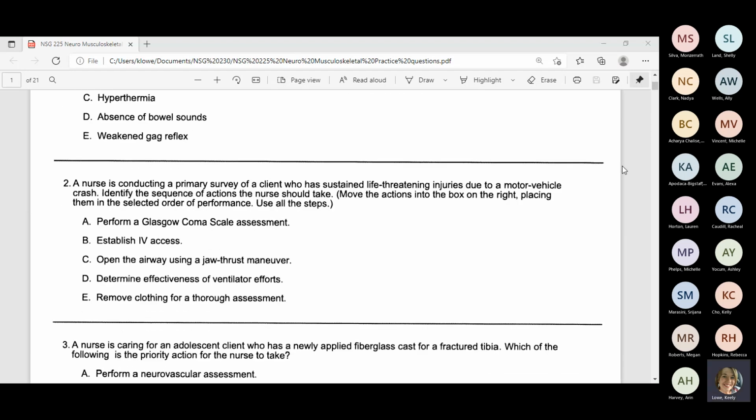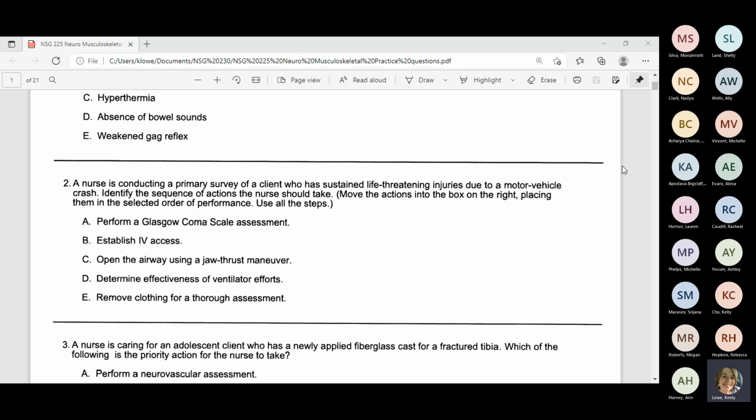The next one I put in here is a priority question. We would do all of these things, but we're going to do them in a different order. A nurse is conducting a primary survey of a client who sustained a life-threatening injury due to a motor vehicle crash. Identify the sequence of actions the nurse should take. For this type of question, you would move the boxes, but we're just going to number them based on the letters, which comes first.